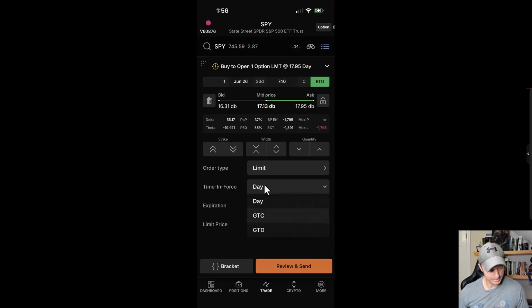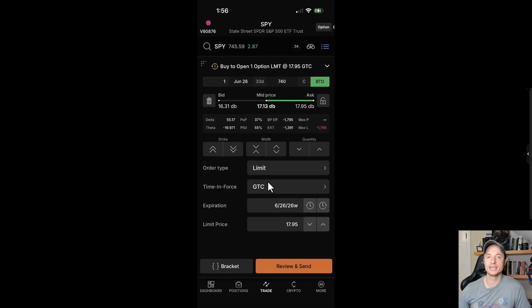Now, another option you could select is GTC, or good till canceled. And what that means is that your order will stay open until it is filled, or until you cancel it, or until the option expires. So it could stay open for 32 days or 33 days, and then finally cancel on day 33 when the option expires. And let's tap back into time in force.